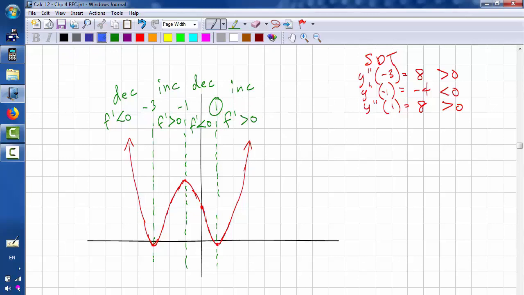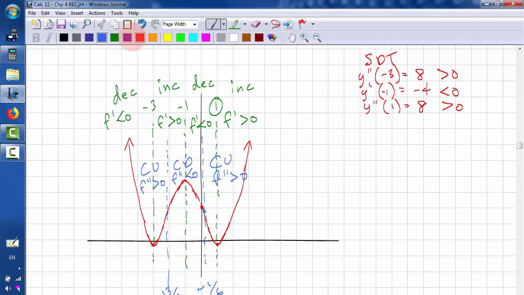Okay, let's do our concavity. We have a point there and a point there. This is approximately negative 13 over 6, approximately 1/6. And we have concave up. That's f double prime greater than 0. Concave down, f double prime less than 0. Concave up, f double prime greater than 0.